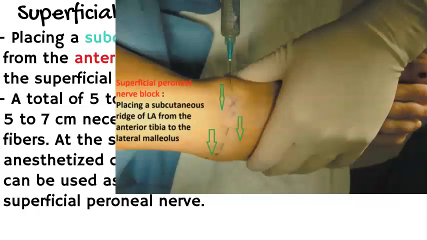Again, this figure illustrates the superficial peroneal nerve block. There is a subcutaneous ridge of local anesthetic placed from the anterior tibia to the lateral malleolus.